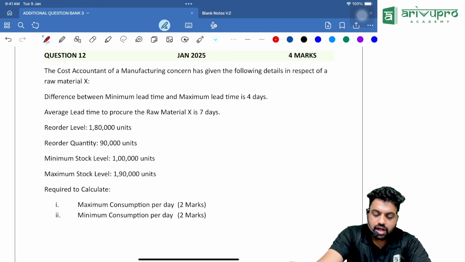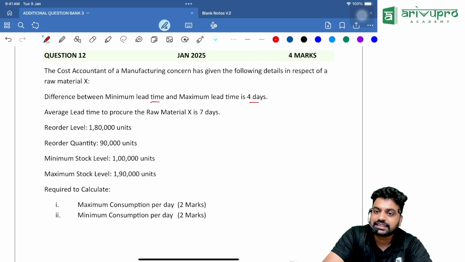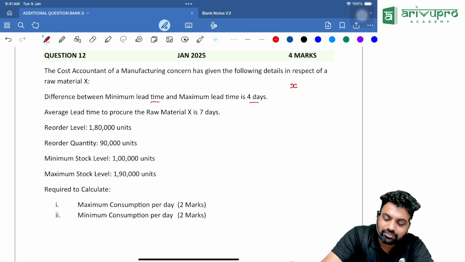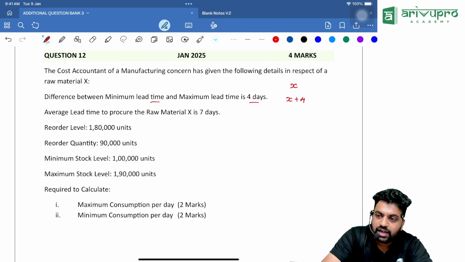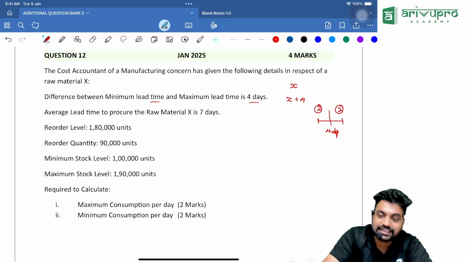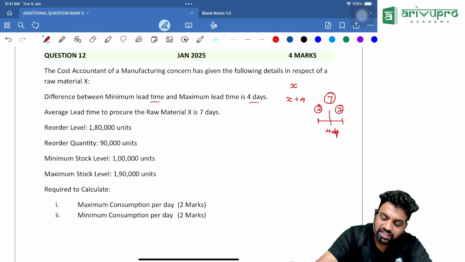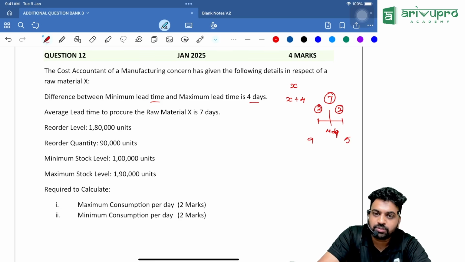Jan 25. The cost accountant of a manufacturing concern has given the following details in respect of a raw material X. The difference between minimum lead time and maximum lead time, they are telling, is 4 days. Which means if the minimum lead time is X, the maximum lead time is X plus 4. In between minimum and maximum there are 4 days, so the average will fall somewhere in between, which means 2 days this side, 2 days that side. So average they are telling is 7 days, which means maximum should be 9, minimum should be 5.